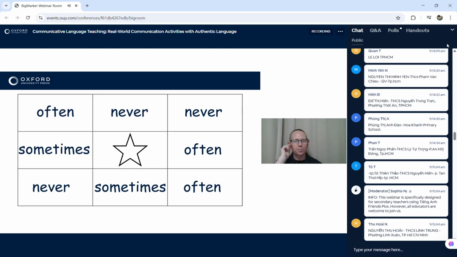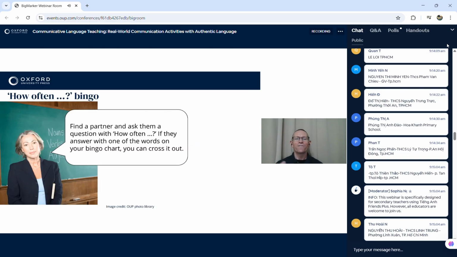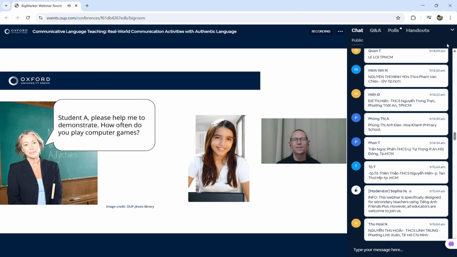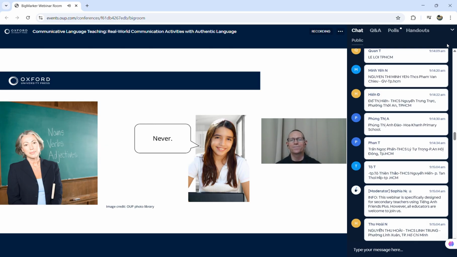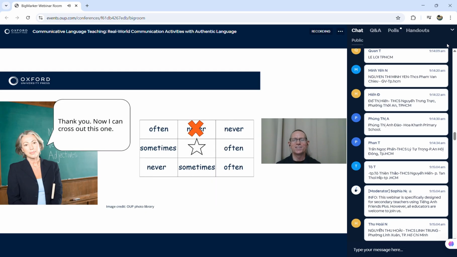So how are we going to play bingo? Well, here are the instructions from the teacher. Find a partner and ask them a question with how often. If they answer with one of the words on your bingo card chart, you can cross it out. So let's do one as an example. Student A, please help me to demonstrate. How often do you play computer games? And she answers, never. She's a very serious student, so she never plays computer games.